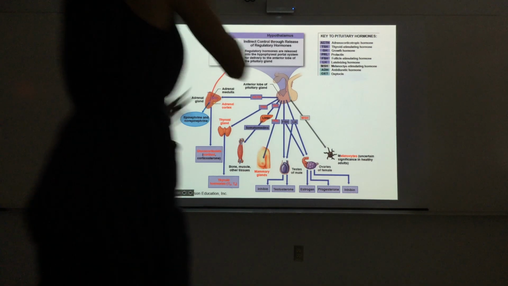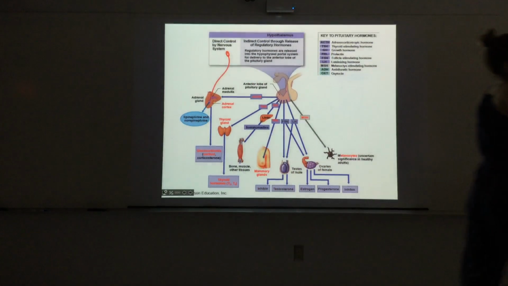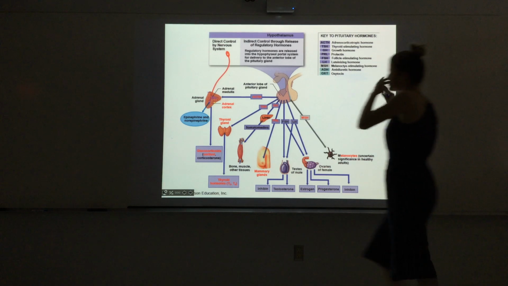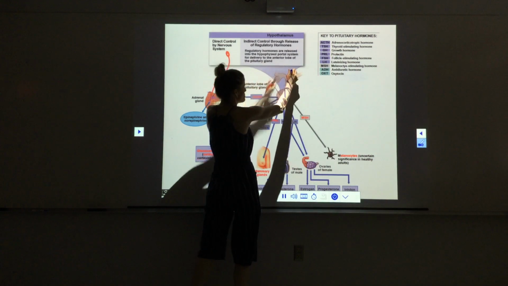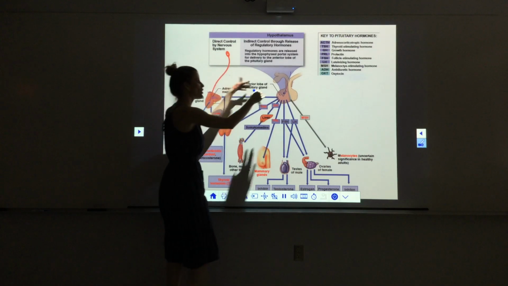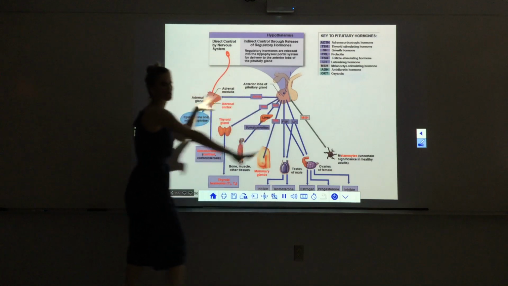Okay, so this is tons and tons of information for us. So take lots of notes on this slide. Essentially what we're looking at here, we just went from the hypothalamus down to the anterior pituitary. Right, now we're going to go from the anterior pituitary out into the body.